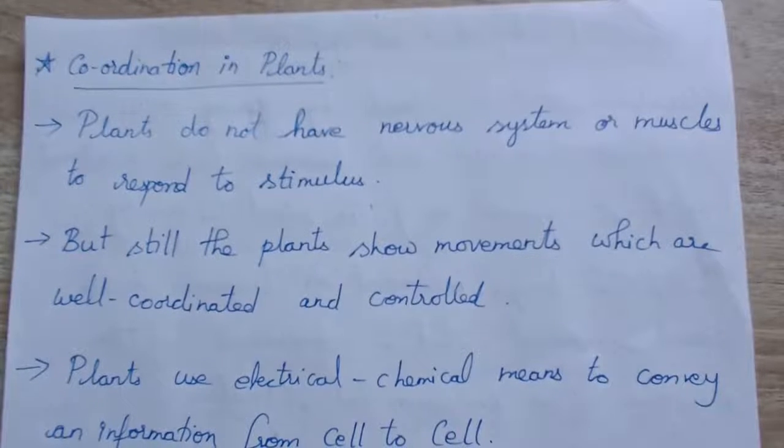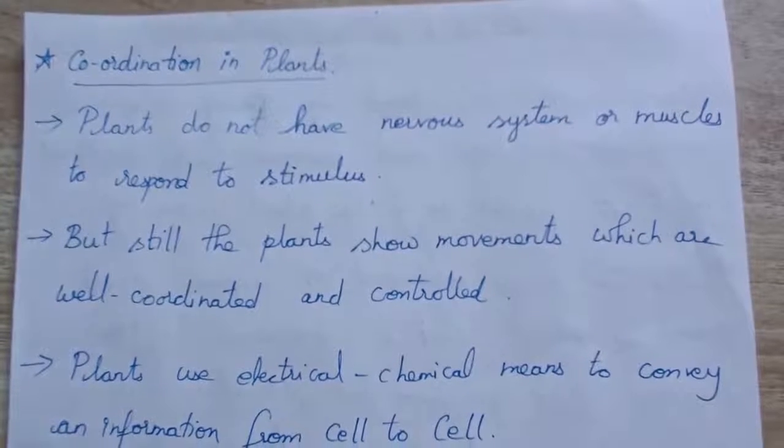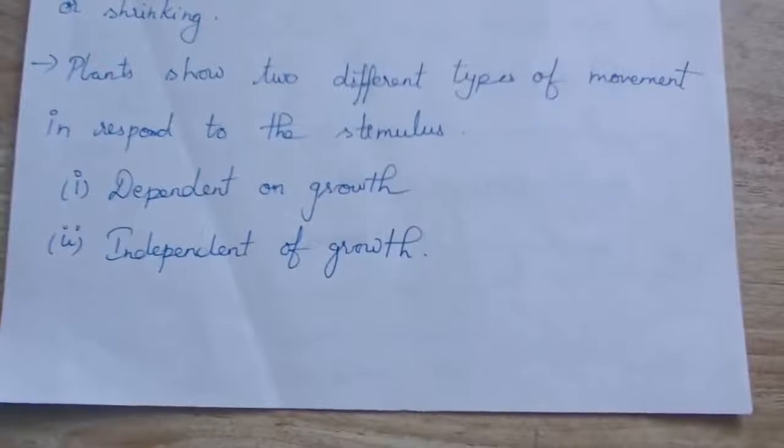It also shows some movement, and it also has some coordination system, and the control of the movement of the plants is also there. How does it happen? Again the same process. Plants also use electrical and chemical means to convey the information from cell to cell. We'll see in detail how this electrical and chemical means convey the information.